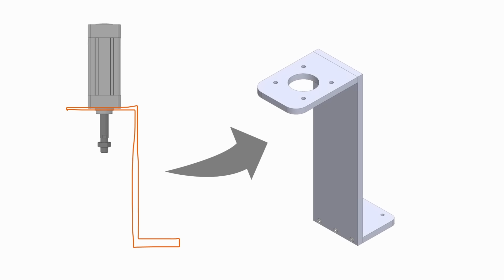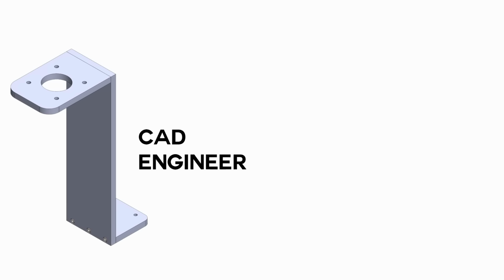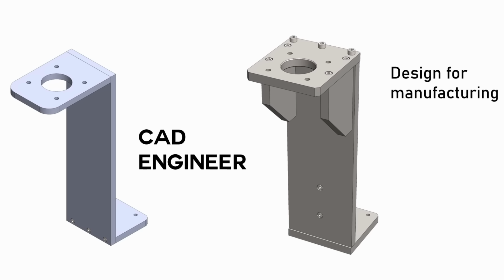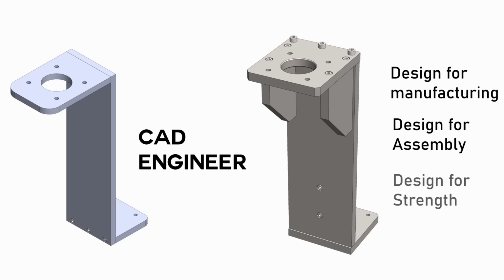An experienced mechanical engineer with real practical exposure does not just design to fulfill the function, unlike a CAD engineer. They actually design for manufacturing. They design for assembly. Last but not least, they design for strength and rigidity. And this is exactly what we are going to learn in this video. And please excuse me for my voice today.